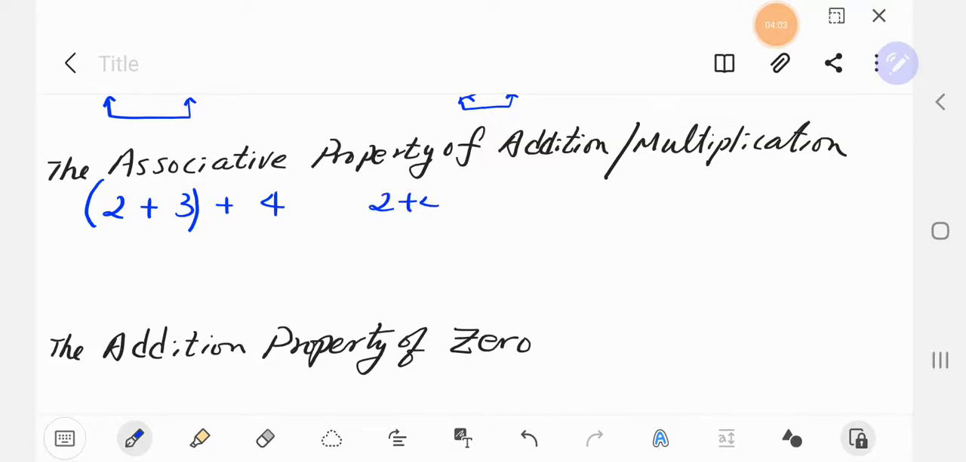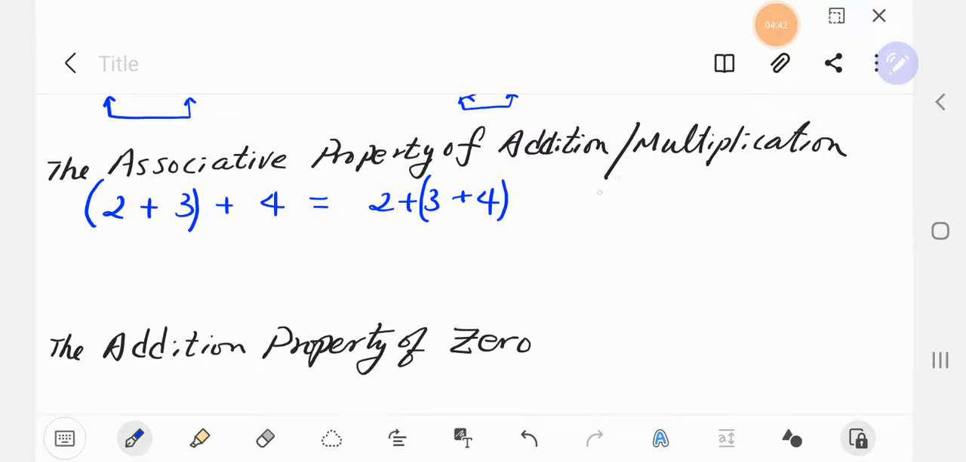So 2 plus the quantity 3 plus 4. Then you can add the last 2 numbers first. This is still okay. So 2 plus 7 is 9. So the associative property of addition is that the order of the numbers is the same, 2, 3, 4, but you are regrouping. So grouping is different. You can group the first 2 numbers, or you can group the last 2 numbers. It doesn't matter.